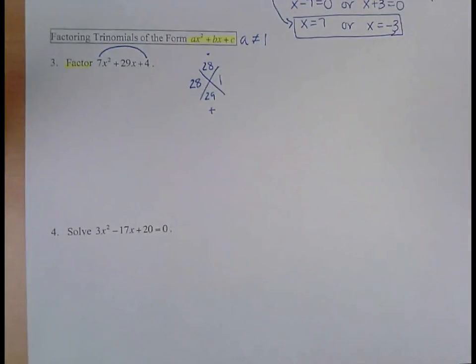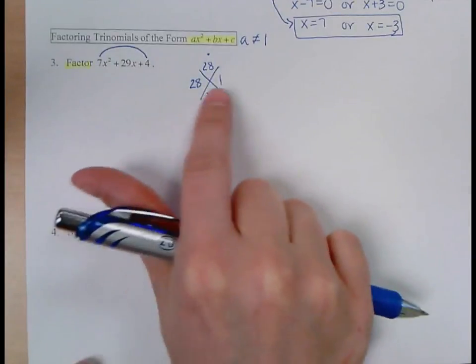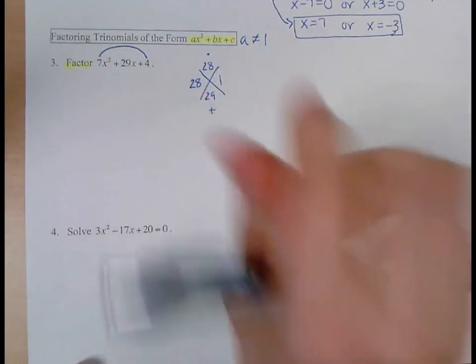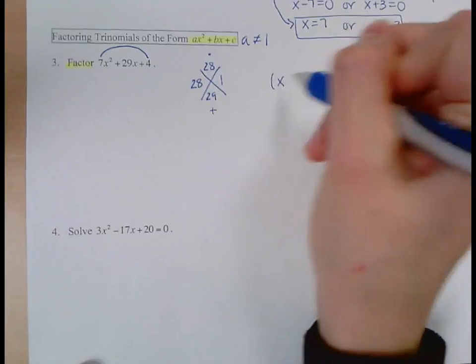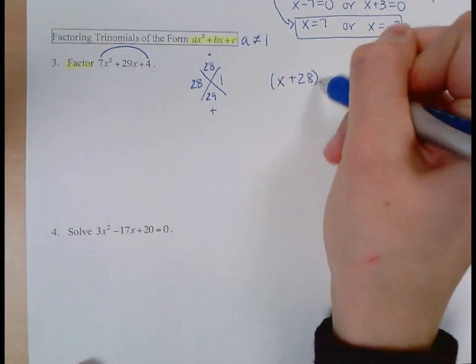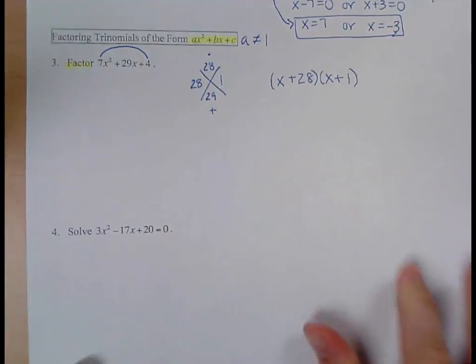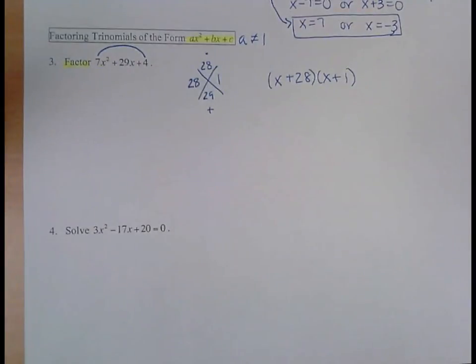But what I'm going to show you next, if you don't want to write it down, that's fine, because I'm going to show you something that is wrong. This is not the right answer. So do not go from here and do what we did before and say the factored form is x plus 28 times x plus 1. Okay, this is not right.